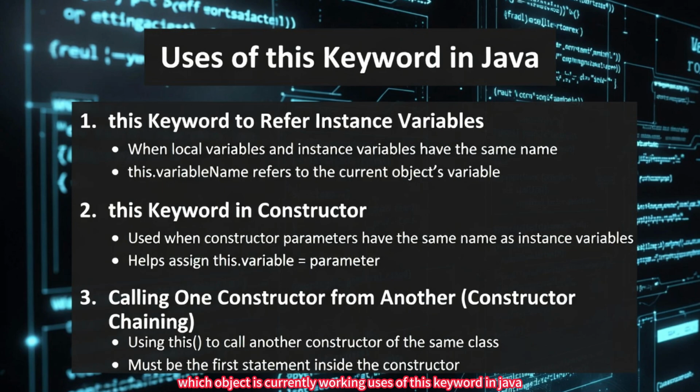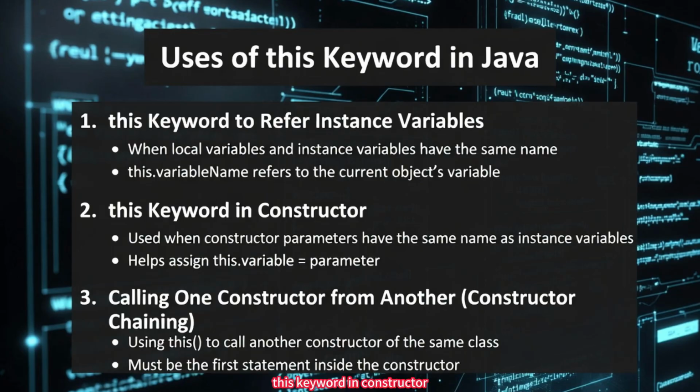Uses of this keyword in Java. Now let us understand all the important uses of this keyword one by one. This keyword to refer to instance variables. This is the most common use of this. When local variables and instance variables have the same name, Java gets confused. In such cases, variableName refers to the local variable. this.variableName refers to the instance variable of the current object. So this clearly tells Java, I am talking about the object's variable.